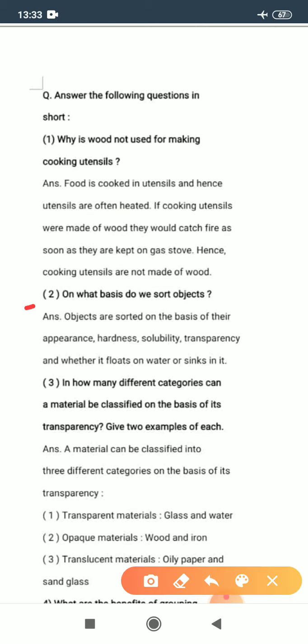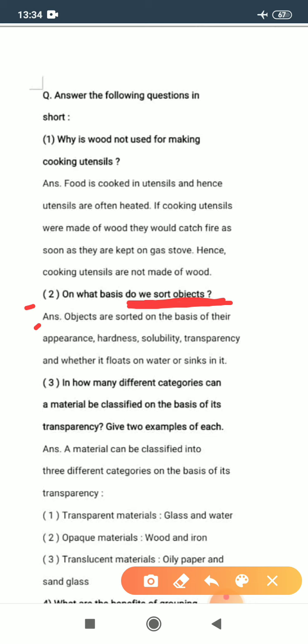Let's see question number 2. On what basis do we sort objects? So in this we can write the properties of material. So on the basis of properties we can sort the objects. Let's see the answer.